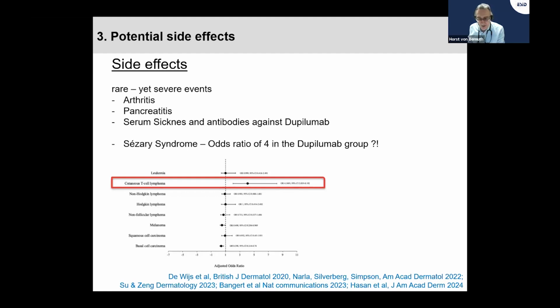Antibodies against dupilumab, I have little published information on this. Maybe I missed something. I would be happy to hear about this from the group. The hallway talk is that I advise the patients that the intervals are not too large. I rather advise them to give it every 2 to 3 weeks, but we can discuss it. And in the group of patients with atopic dermatitis, it was said that Sézary syndrome may develop while on dupilumab.